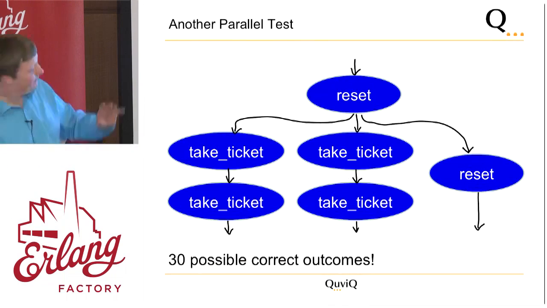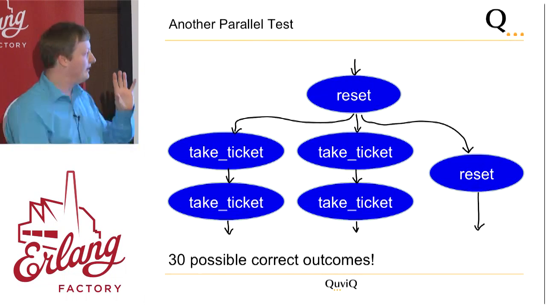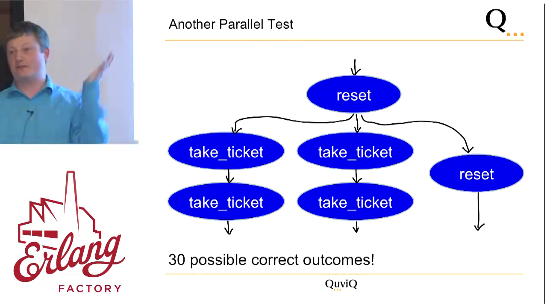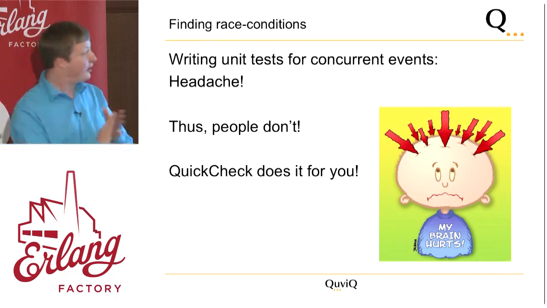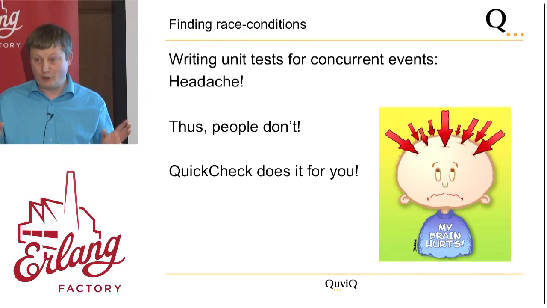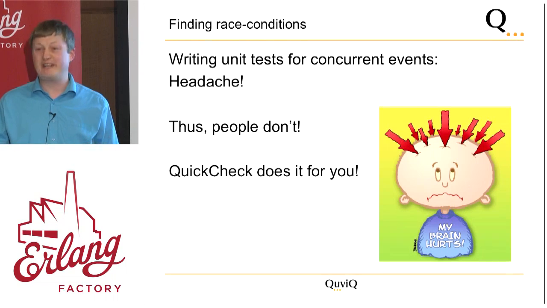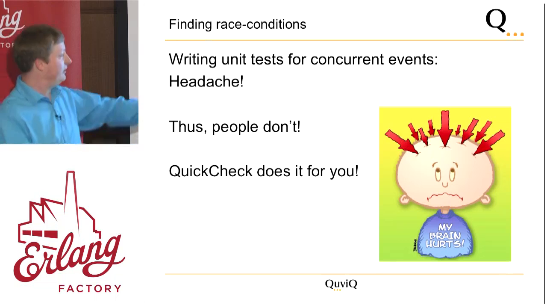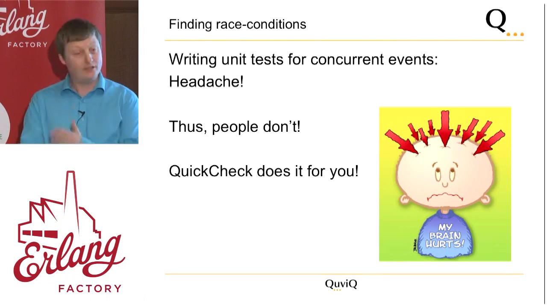The problem is that there are 30 possibilities of correct outcomes. You might be able to list them, and then your manager comes to you, yeah, but what if you do the reset here and the take there, and you can start all over again, right? And that's not very nice. So, writing unit tests for concurrency events, that's just headache, right? It's not possible. People don't do that because people are kind of naturally averse against headaches. So you don't want to do this. You want software to do it for you. Because a computer can count and computers don't get headaches, so let them do the work.